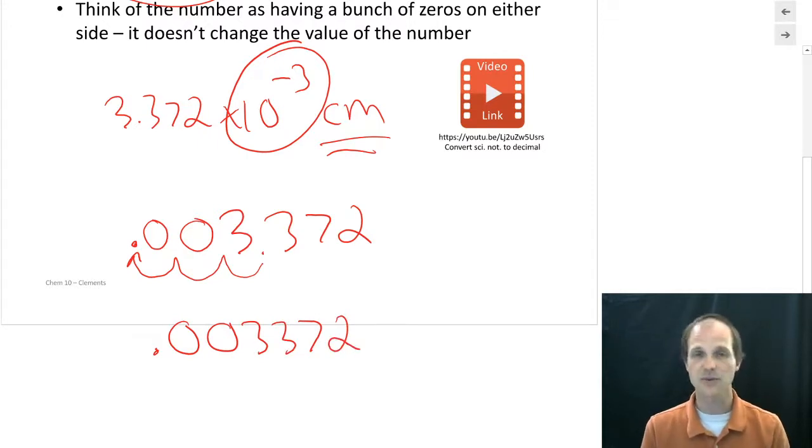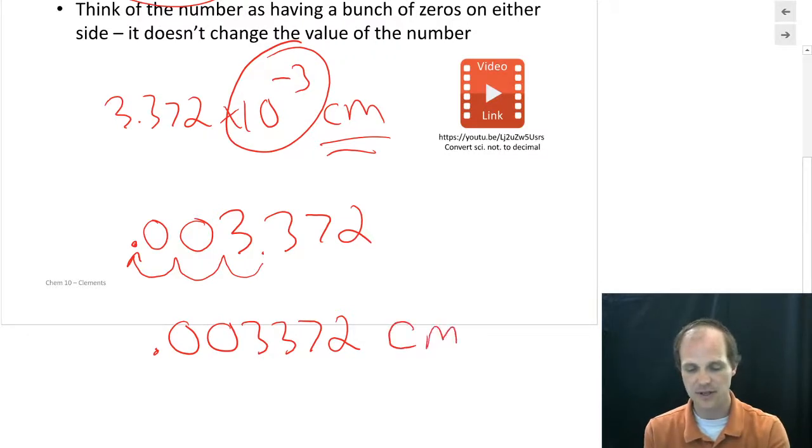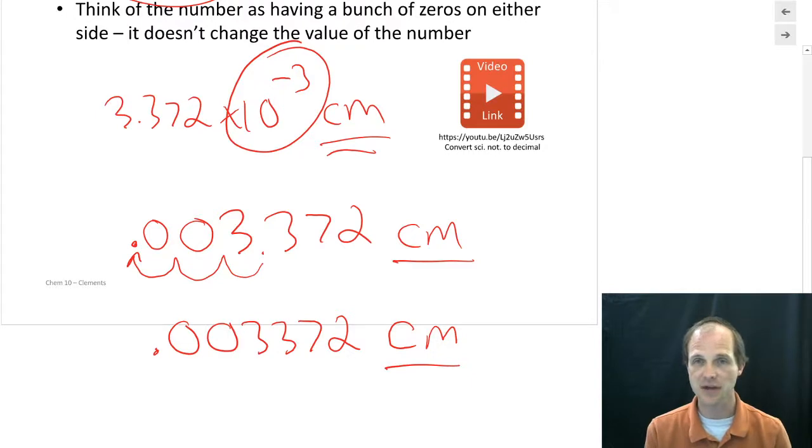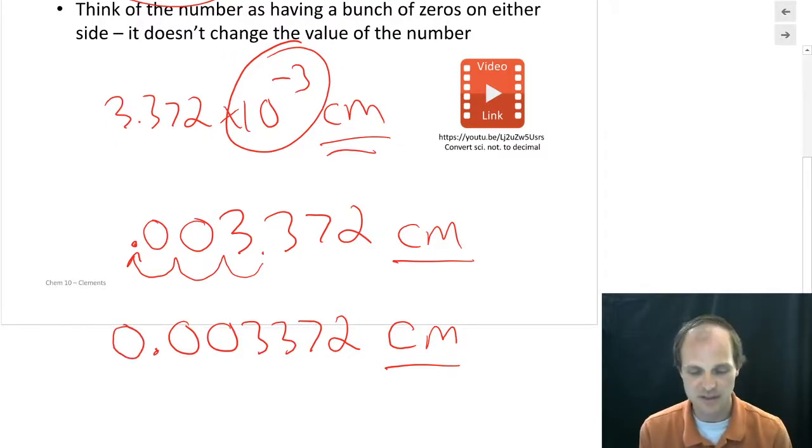And I end up with 0.003372. And that is what 3.372 times 10 to the minus third is in decimal form. Now on all of these, I should keep my units and have centimeters on all of them. I changed the number, but I didn't change the units. Units never change unless I explicitly do a unit conversion. One other thing I'm going to point out here is that all numbers less than 1 should have a leading zero in front of the decimal point.